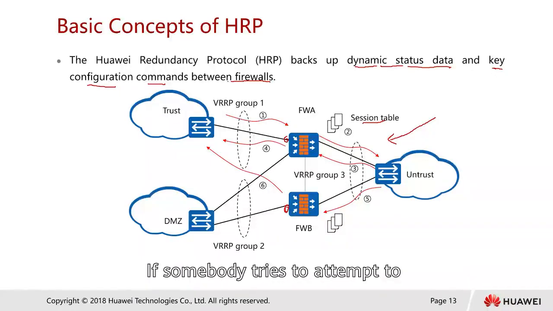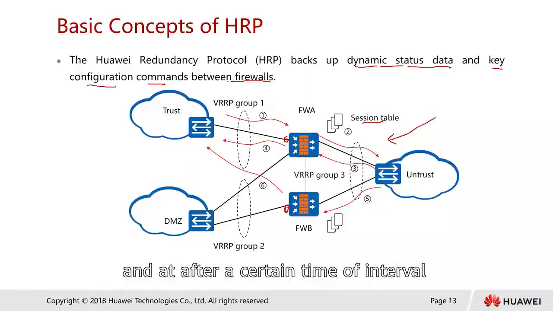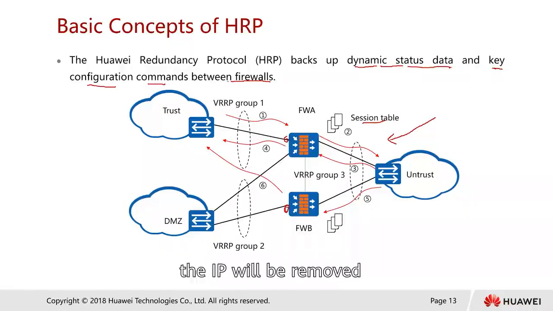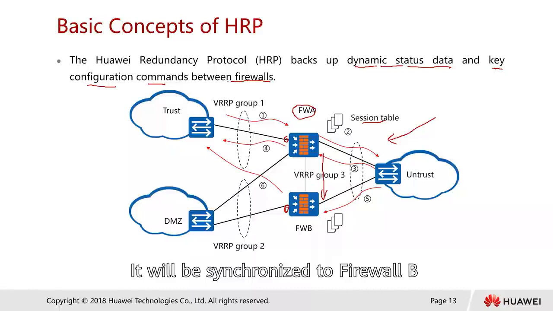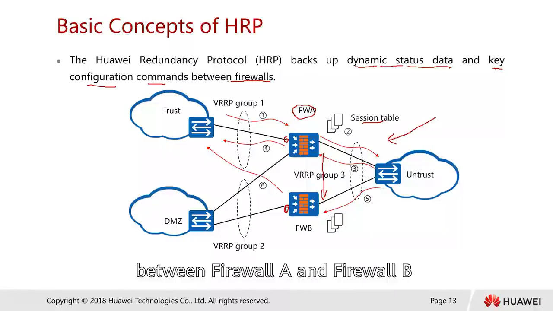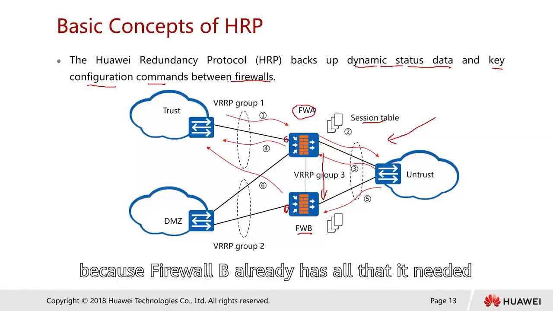So if somebody attempts to attack the firewall, the firewall will dynamically blacklist them, and after a certain time interval, the IP will be removed. This kind of information is what we call dynamic information. It will be synchronized to firewall B. So whenever there's a failover from firewall A to firewall B, all this information will be continued by firewall B, because firewall B already has all it needs.